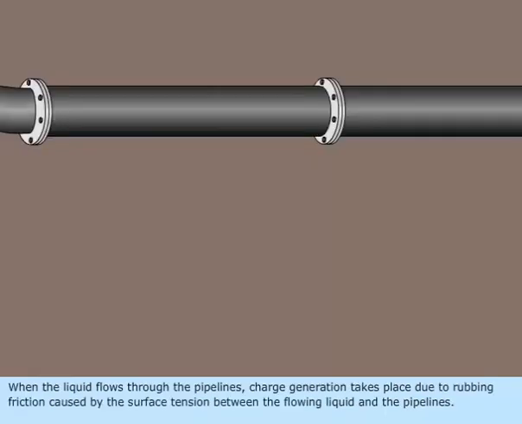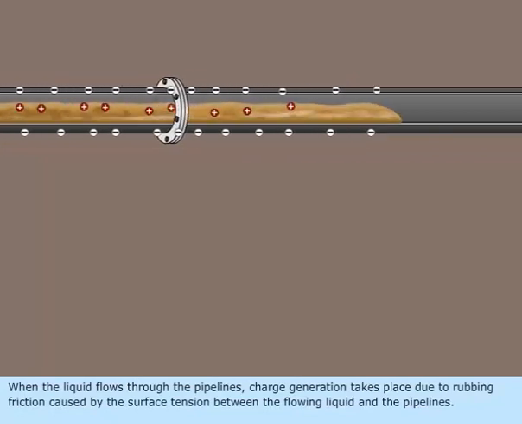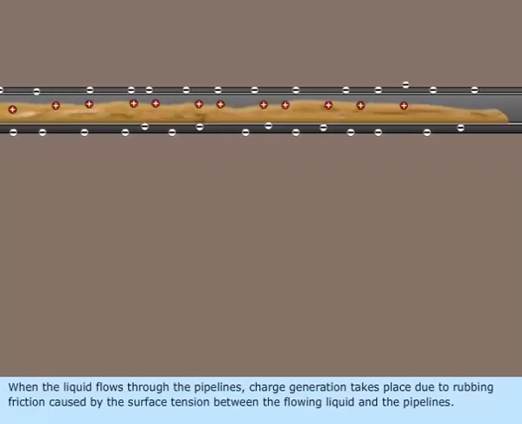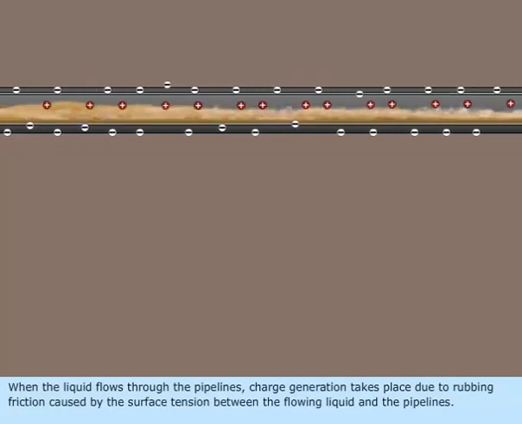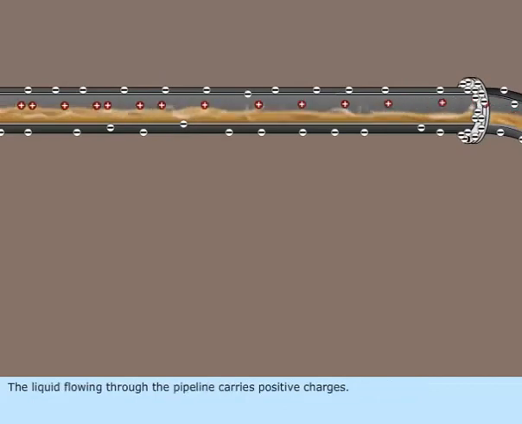When the liquid flows through the pipelines, charge generation takes place due to rubbing friction caused by the surface tension between the flowing liquid and the pipelines. The pipeline which carries the liquid is negative, and it gains negative charge. The liquid flowing through the pipeline carries positive charges.